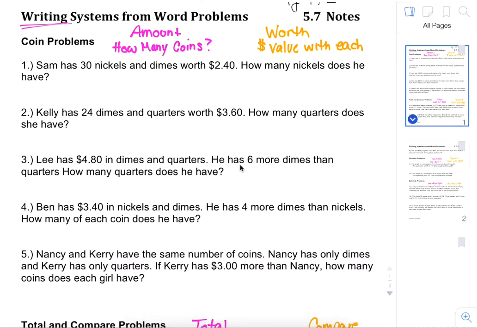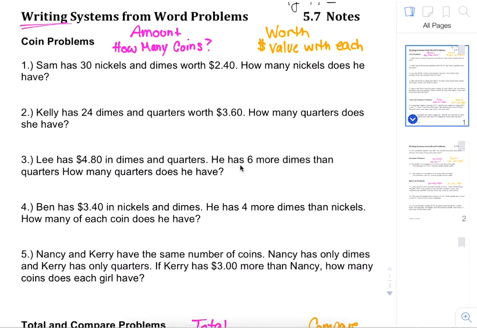All right, so let's talk about the first type of problems, and that's problems with coins. When it comes down to coins, you have 2 different scenarios. You have the amount of coins, which is like how many actual coins you have. So maybe 3 or 4 nickels, 5 or 6 dimes. That is the amount, how many coins. When it comes to the dollar amount, that's the worth.